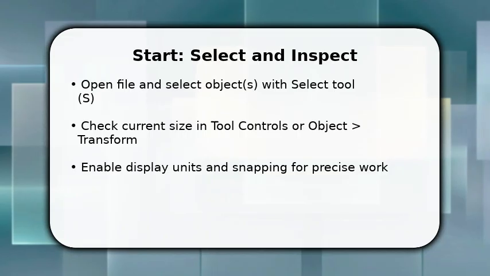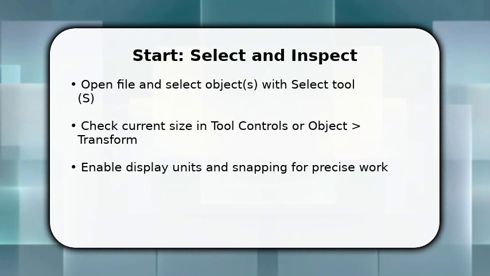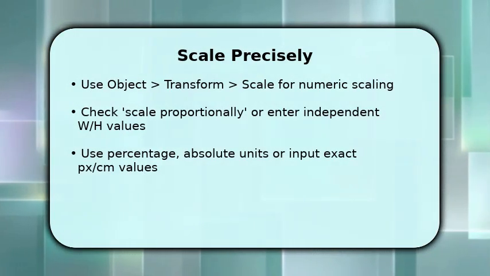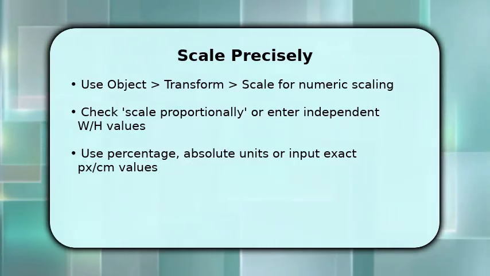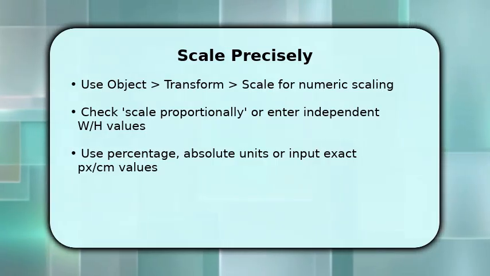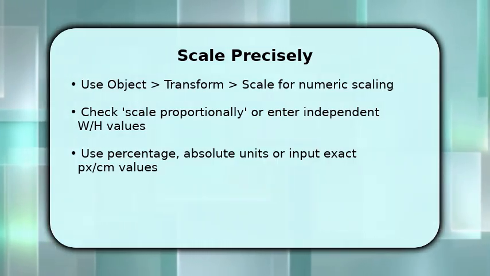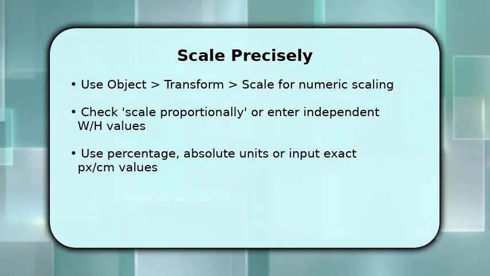prevent scaling errors later. Now you're ready to choose proportional or free scaling and set an anchor point for the transform. Now scale precisely using Object Transform and switch to the Scale tab. This lets you type exact percentages or absolute sizes for width and height. If you need to keep proportions, check the Scale Proportionally lock. Otherwise, enter independent W and H values for non-uniform scaling.